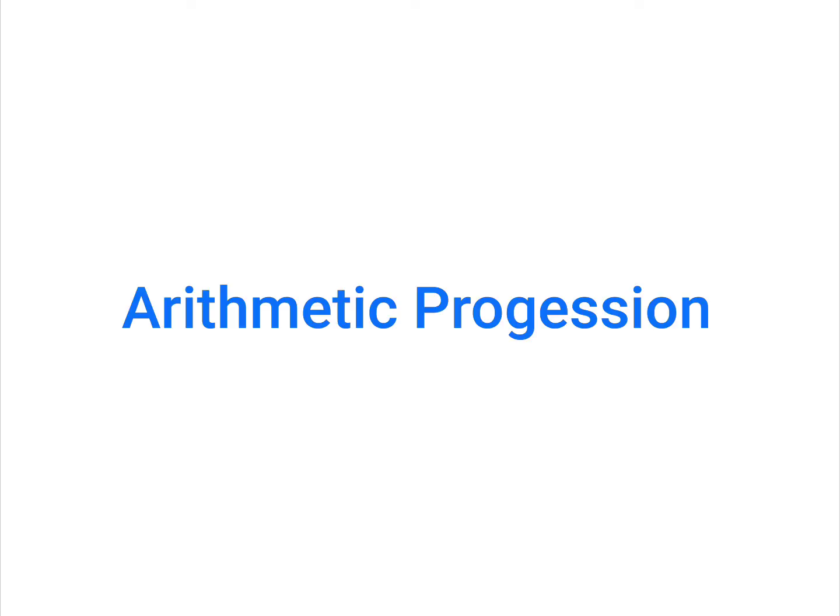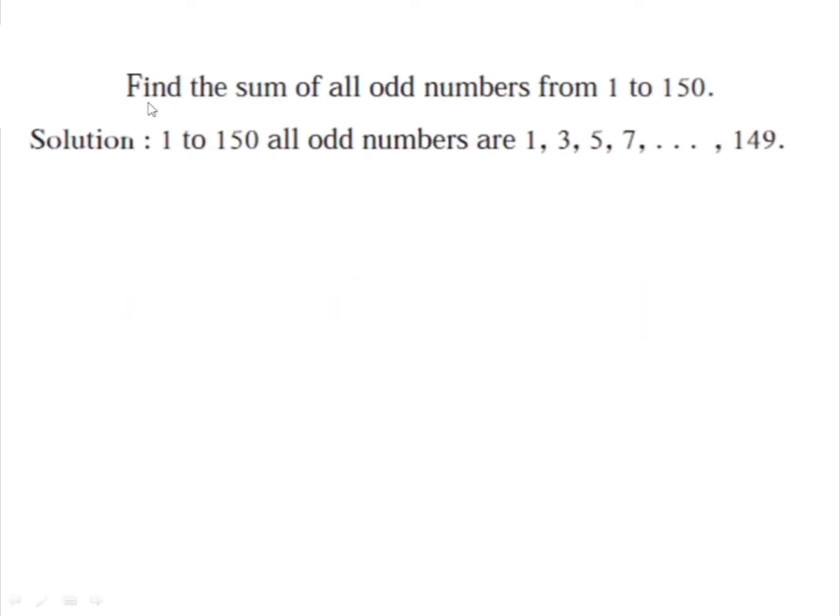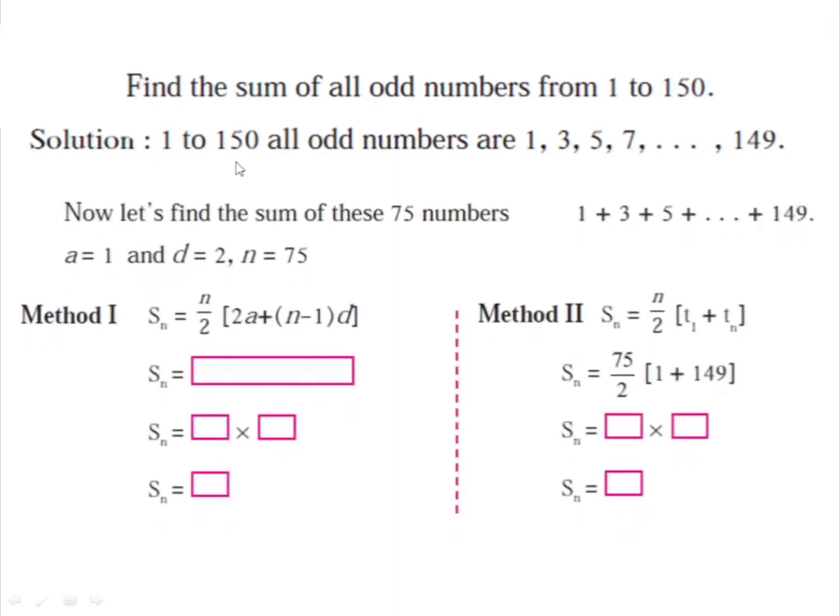Hello friends, let's solve one activity based question from the topic arithmetic progression. The question is, find the sum of all odd numbers from 1 to 150. To solve this question we have one activity, so we have to complete this.